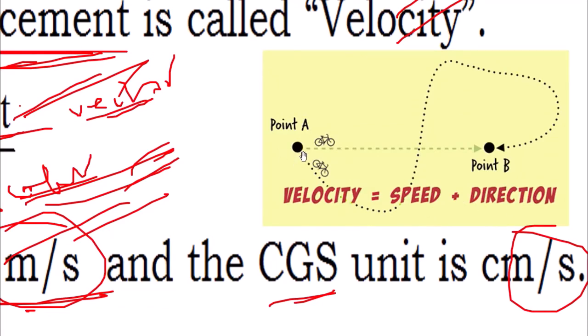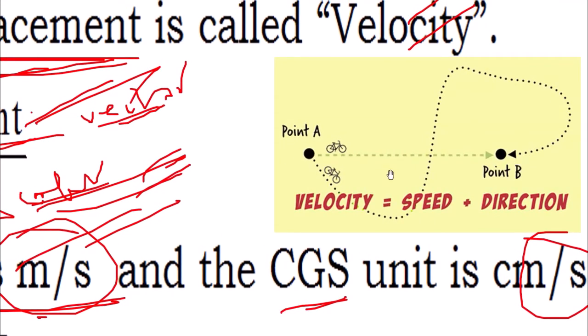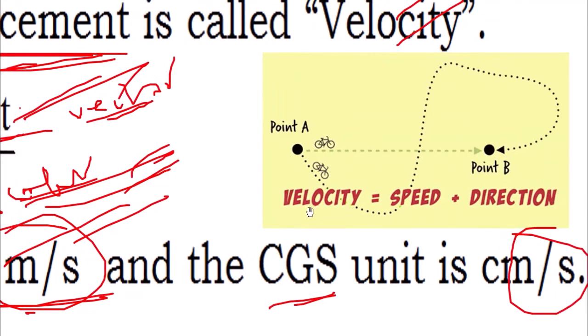So here velocity means speed plus direction. Suppose this cycle starts from point A, comes down, goes up, comes down, and reaches point B. This length is called speed. Suppose the cycle goes in a straight line, then it has speed plus direction, and then its speed is called velocity. So velocity is nothing but speed in a definite direction. If the direction is not definite, then it is called speed.